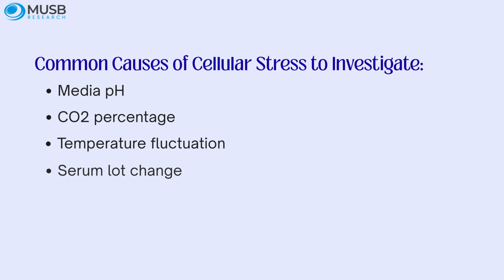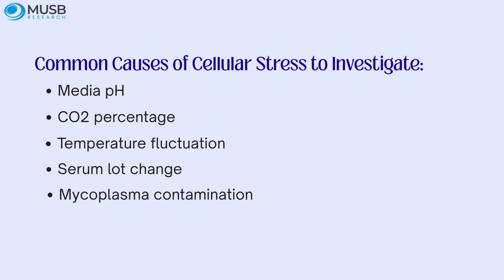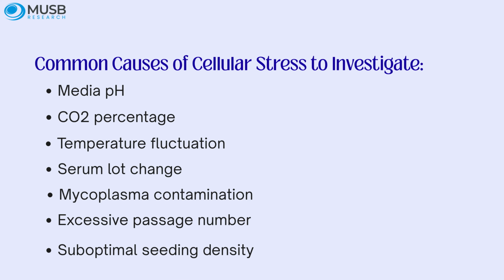Serum lot change. New serum lots can have dramatically different growth factor content. Mycoplasma contamination. Often slows growth and changes morphology before obvious signs appear. Excessive passage number. Cells accumulate genetic changes and gradually lose normal behavior. Suboptimal seeding density. Too sparse causes growth arrest, too dense causes contact inhibition.